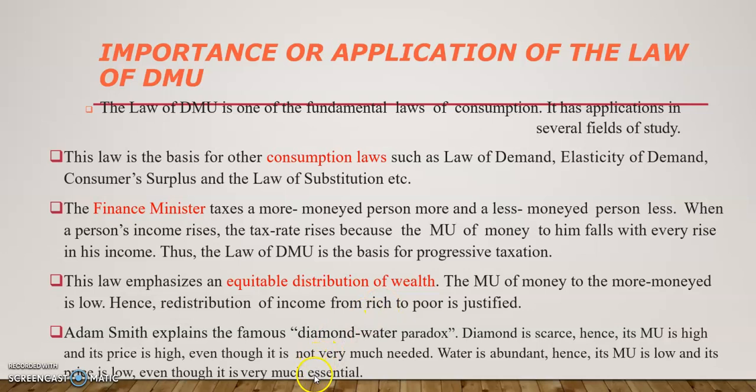Adam Smith explains the famous diamond-water paradox. Diamond is scarce, hence its marginal utility is high and its price is high, even though it is not very much needed. Water is abundant, hence its marginal utility is low and its price is low, even though it is very much essential.